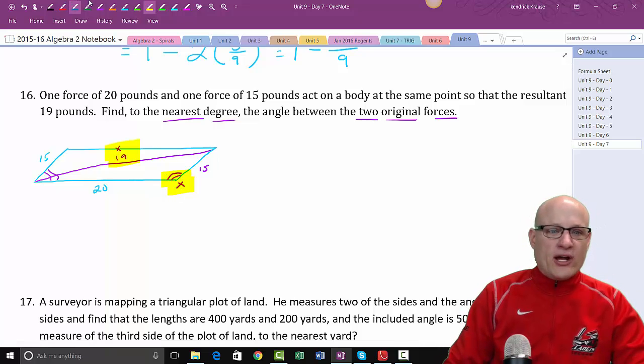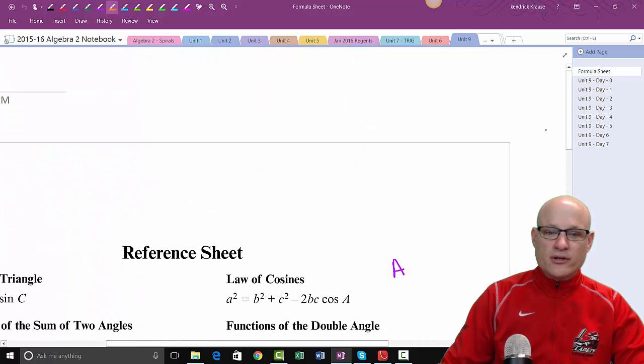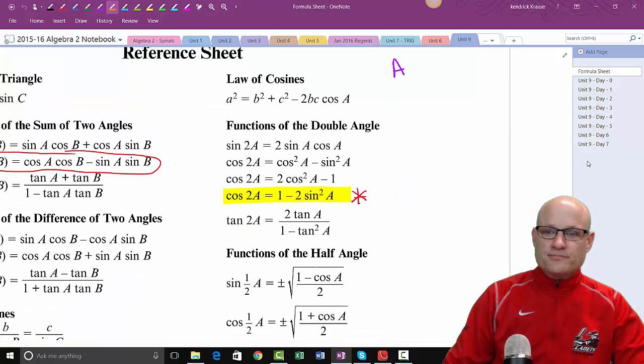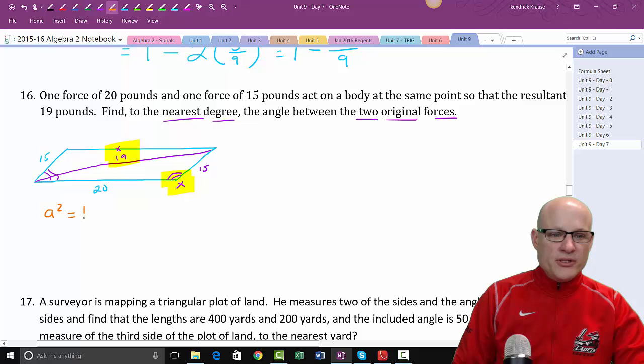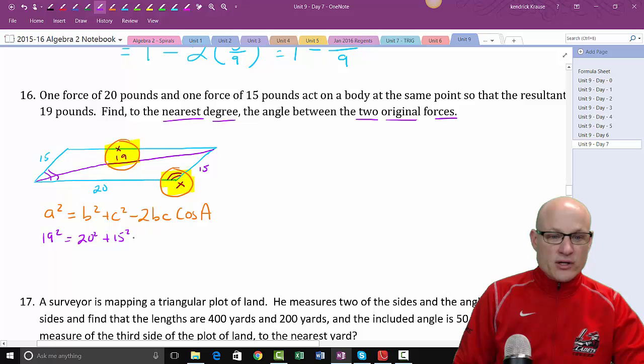Let me write the law of cosines for you, because I know that you're like, wow, I don't remember the law of cosines. You come over here and there it is right there. A squared is equal to b squared plus c squared minus 2bc cosine of A. Well, in this case, these two things are going to be our outside things. So 19 squared is equal to 20 squared plus 15 squared minus 2 times 20 times 15 times the cosine of A.